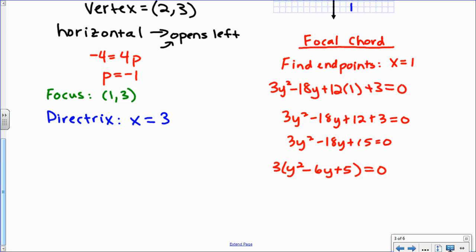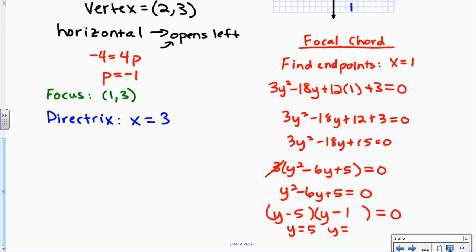Since the right side is equal to 0, if I divide by 3, then that 3 just cancels. Then it's not too hard to factor. So multiply to be positive 5, add to be negative 6. Okay, negative 5 and negative 1. So that means that y is 5 and y is 1.